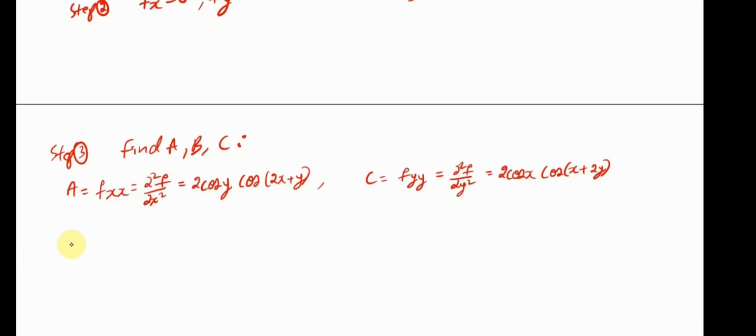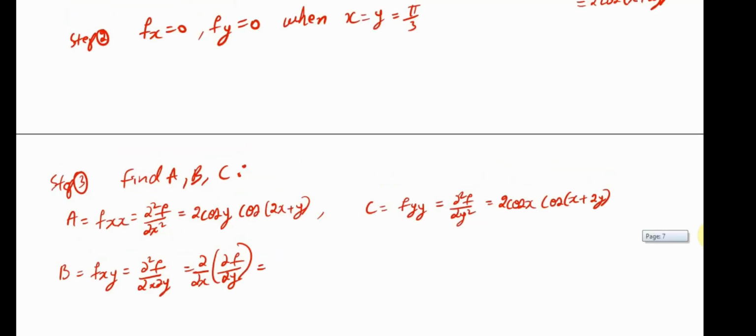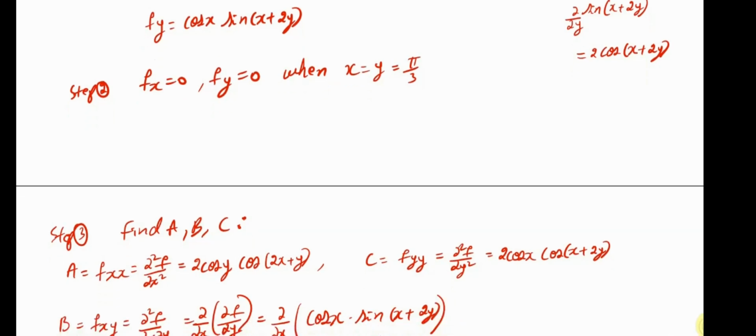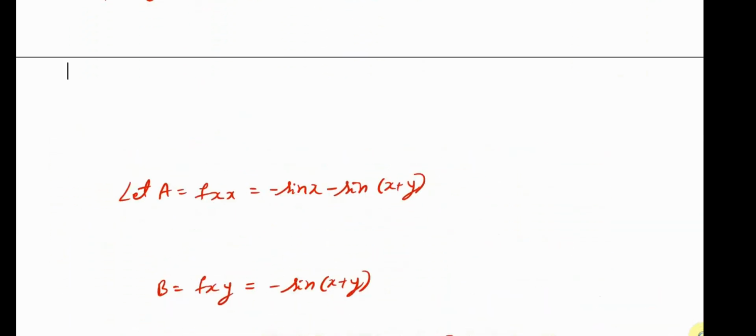Okay, now I have to find out the value of B. So B will be f of xy, which is equal to ∂²f/∂x∂y, which I can take as ∂/∂x of ∂f/∂y. We know what ∂f/∂y is, so I will substitute that value. So ∂f/∂y is cos x into sin(x + 2y). This is what we have. We have to differentiate this now with respect to x.